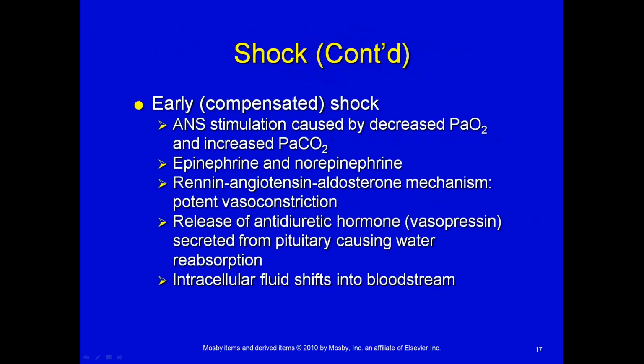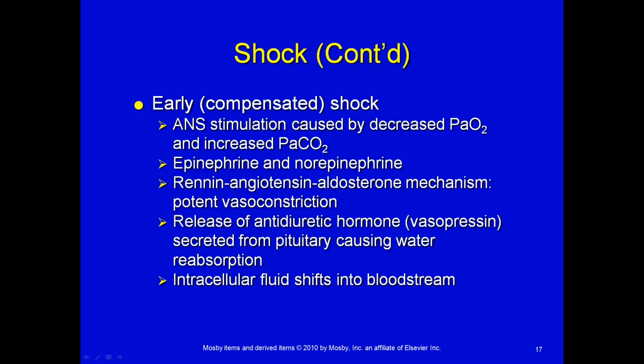Epinephrine, as we'll see, has both alpha and beta properties. Norepinephrine has some alpha properties. It also activates the renin-angiotensin-aldosterone mechanism, which in the end leads to potent vasoconstriction, as we'll see. Also, your own endogenous vasopressin is released. Vasopressin is an antidiuretic hormone. It tells your kidneys not to diurese, to hold that water back, because you're going to need that to keep the volume expanded.